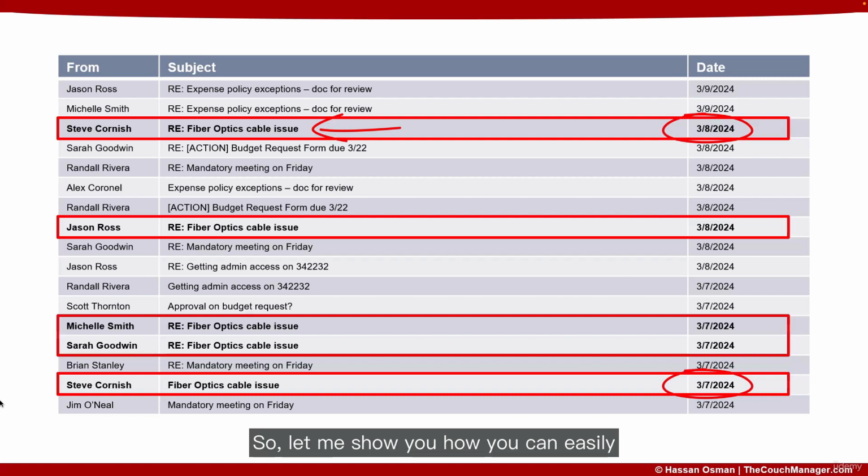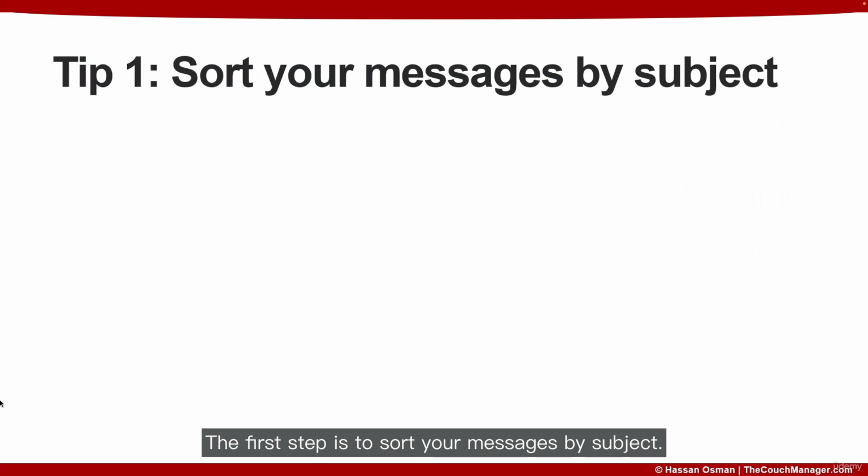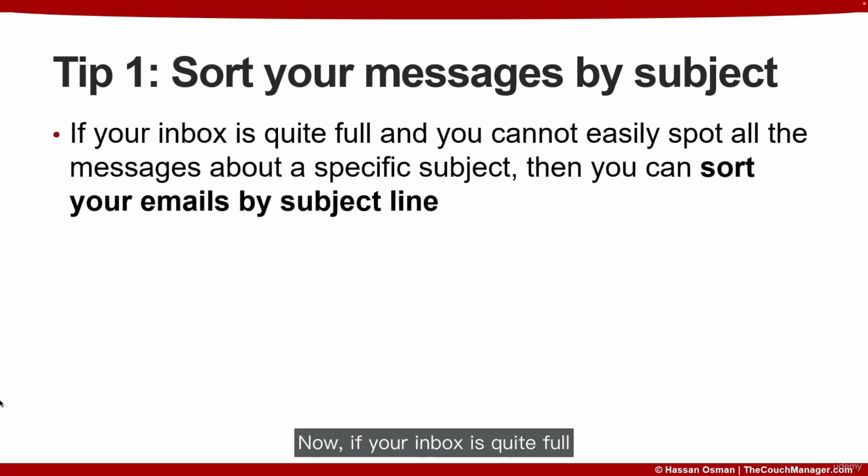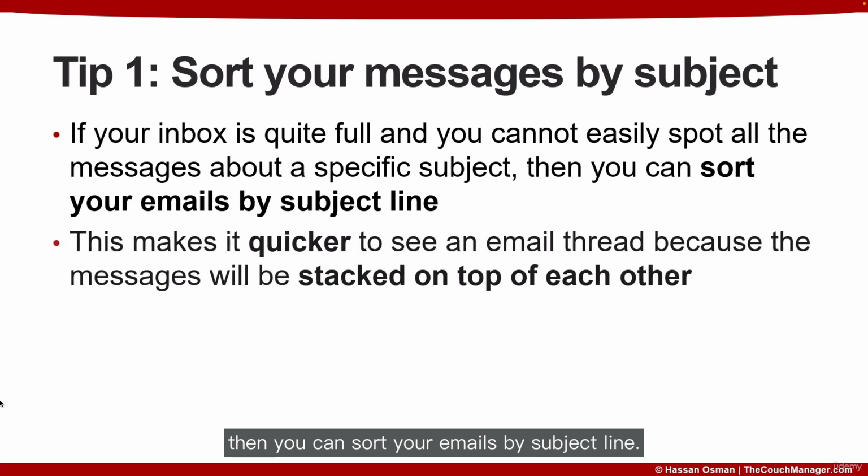So let me show you how you can easily start sorting those out. The first step is to sort your messages by subject. Now, if your inbox is quite full and you cannot easily spot all the messages about a specific subject, then you can sort your emails by subject line. And this makes it quicker to see an email thread because the messages will be stacked on top of each other.